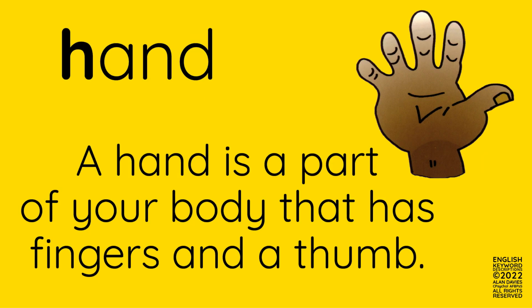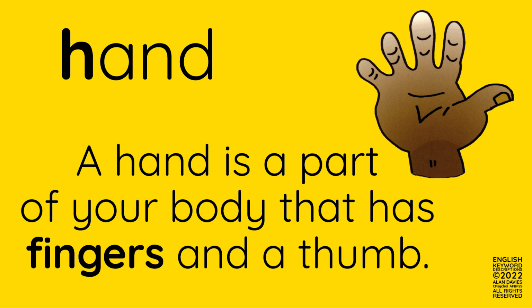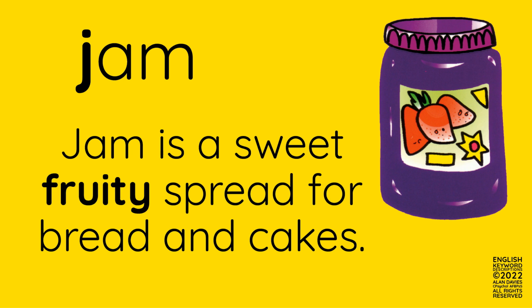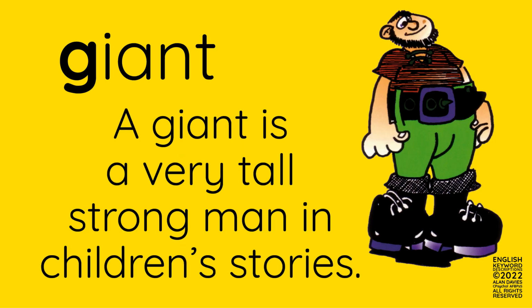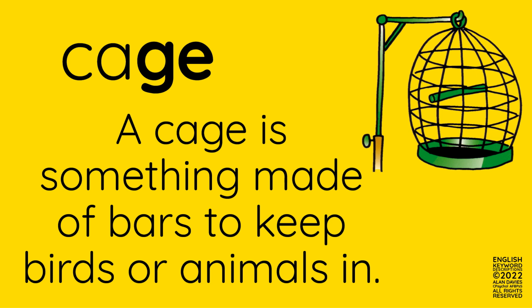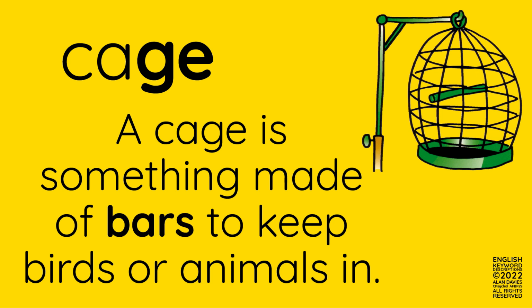Hand. A hand is a part of your body that has fingers and a thumb. Jam. Jam is a sweet fruity spread for bread and cakes. Giant. A giant is a very tall, strong man in children's stories. Cage. A cage is something made of bars to keep birds or animals in.